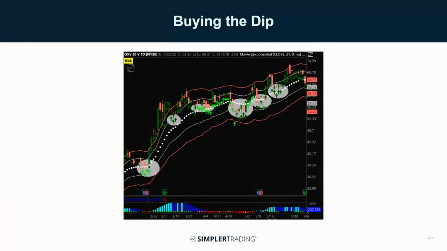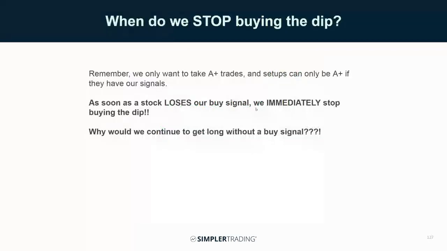Oxy: squeeze, buy signal, huge push. Pull back to the 21, buy signal, buy the dip. Pull back, squeeze, over and over and over again while things are active. Anyone could do that. I really believe when a market is pumping like that and things just continue to trend higher, anyone can go in there and buy the dip. We're trying to get the A+ trades and nothing else. A setup can only be A+ if we have our signals.